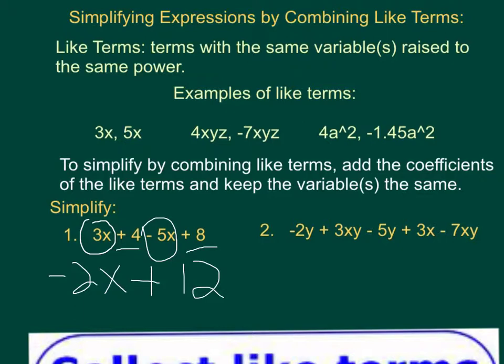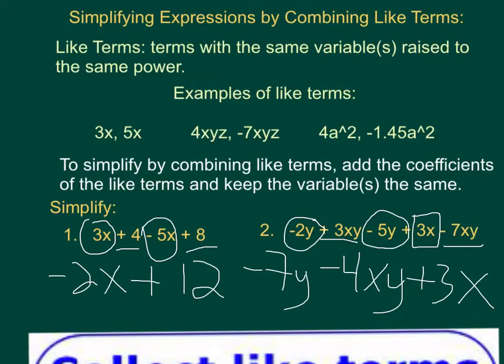Please take a moment to pause this video, write down the process for simplifying by combining like terms and the first example, and try the second example on your own. If you notice in the second example, I put a circle around all of my terms with just a y in it. I underlined all of the terms with xy, and I put a square around all of the terms with x's. When I combined my like terms, the expression simplified to negative 7y minus 4xy plus 3x.